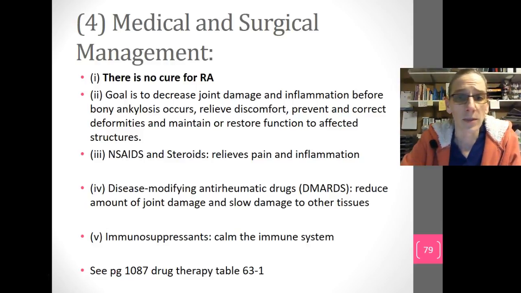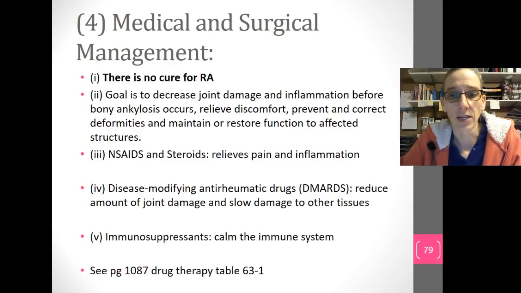But just remember that when you do rest, you need to perform localized rest, so that would be rest of the joint itself, as well as systemic rest, rest for the body itself. Okay. NSAIDs and steroids will relieve pain and inflammation. The treatment goals in decreasing joint inflammation before bony ankylosis occurs, which again is immobility of the joint.